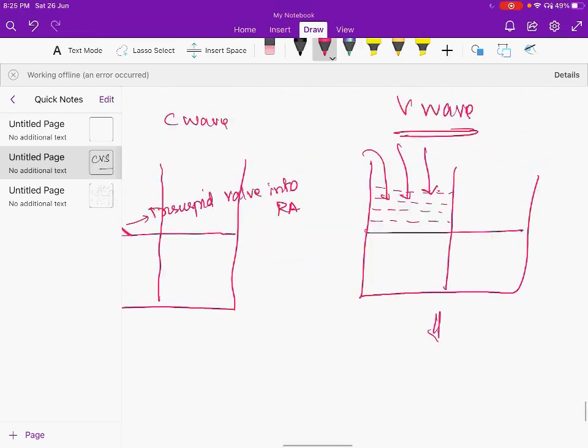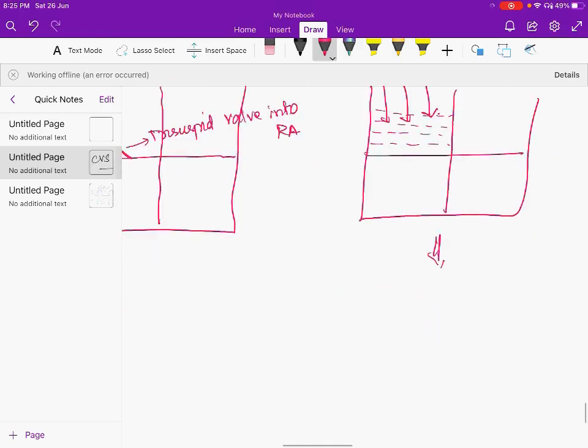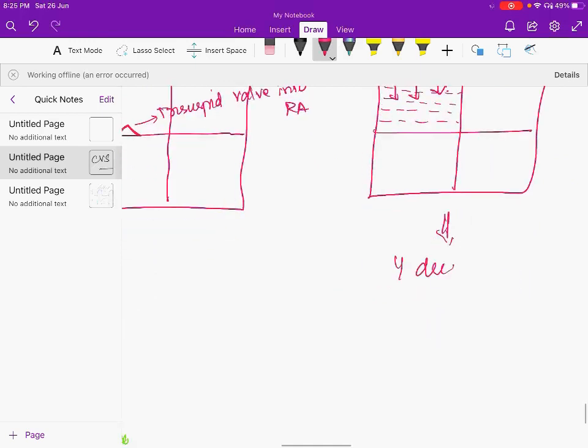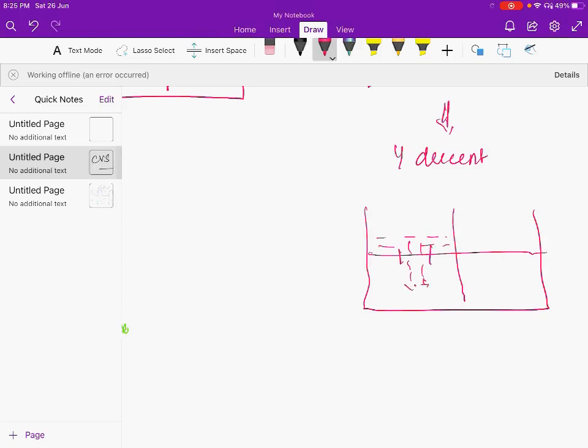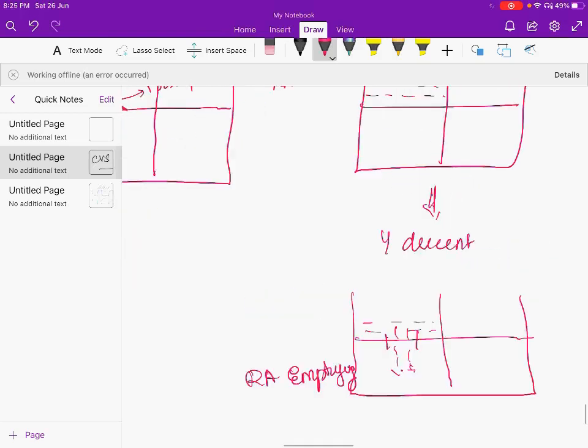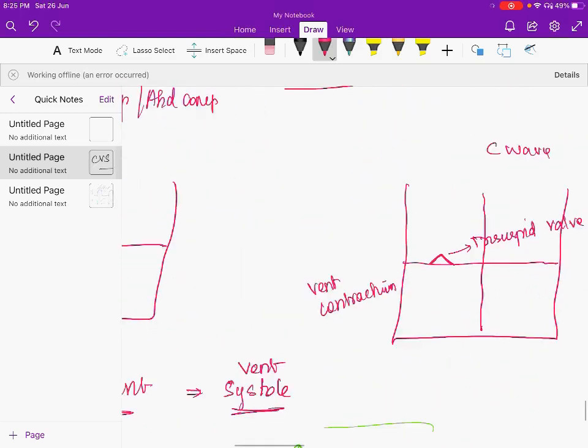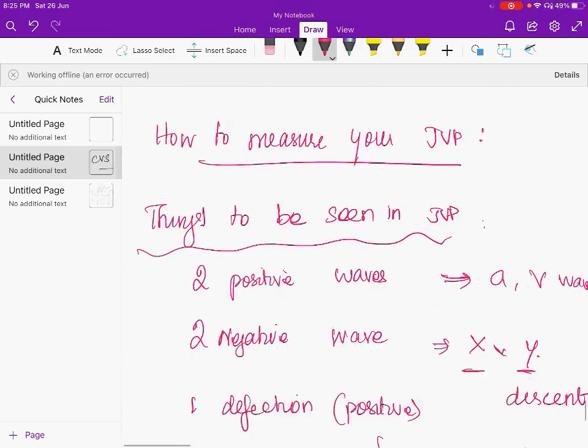So next, after this, Y descent. Why does Y descent happen? Obviously due to opening of the tricuspid valve and atrial emptying. Right atrial emptying will produce it, and then there will be a phase of diastasis, and then a phase of right atrial contraction, which will produce your A wave, and the cycle will go on.